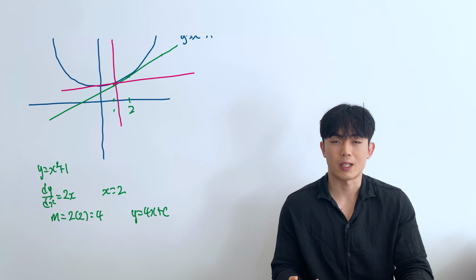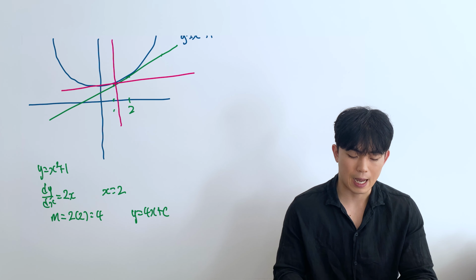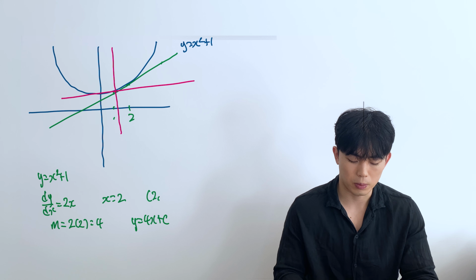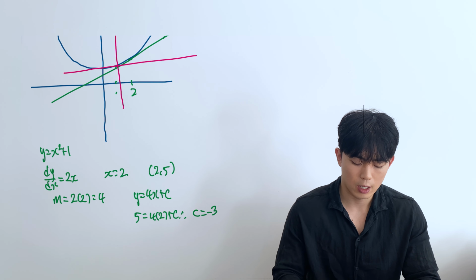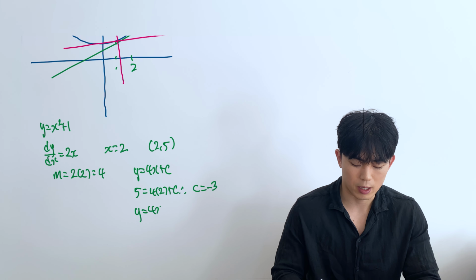Now we need to find out plus c, right? So we need our x and y positions, but at that point is 2, 5, which I can plug in. So we get 5 is equal to 4 times 2 plus c, so c is going to be equal to negative 3. So y is going to be 4x minus 3. So this is the tangent equation.